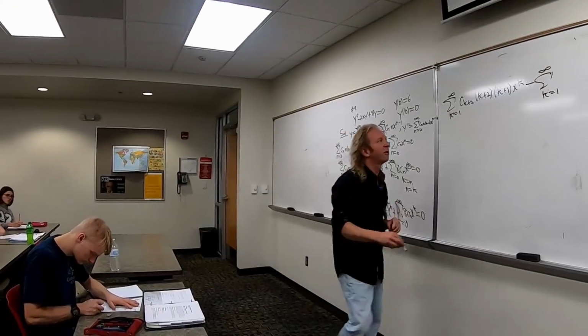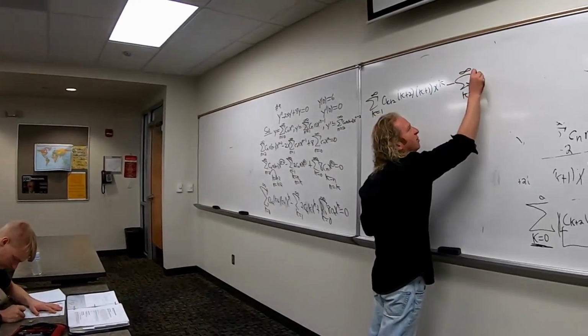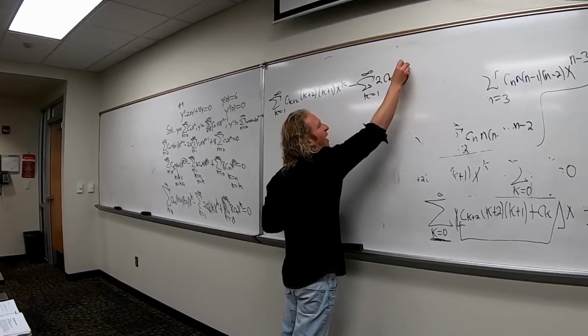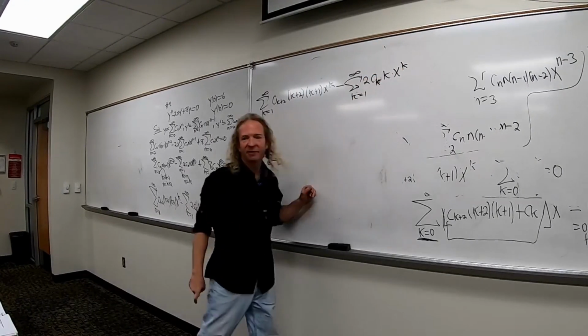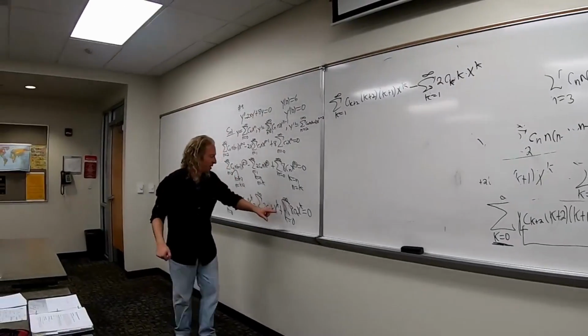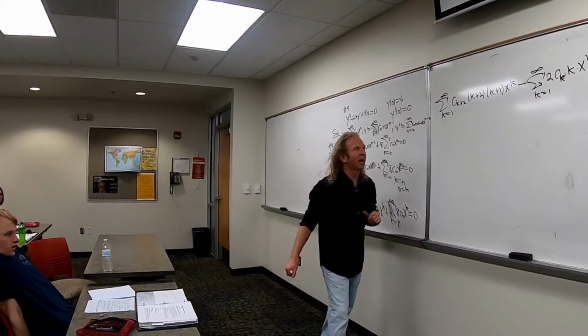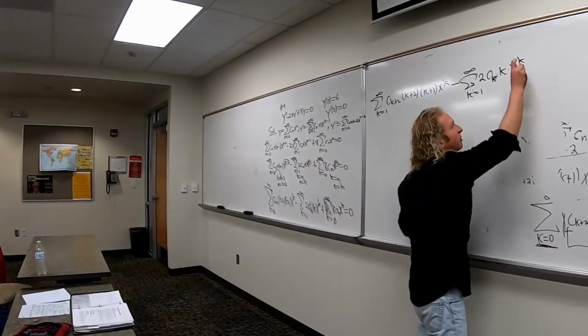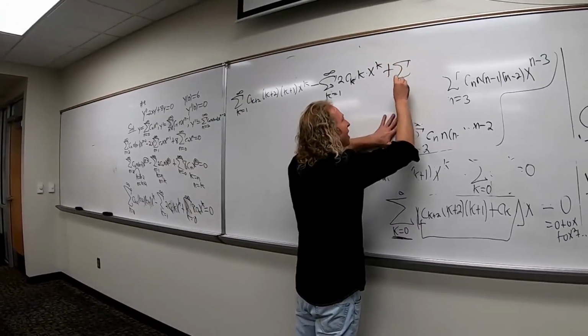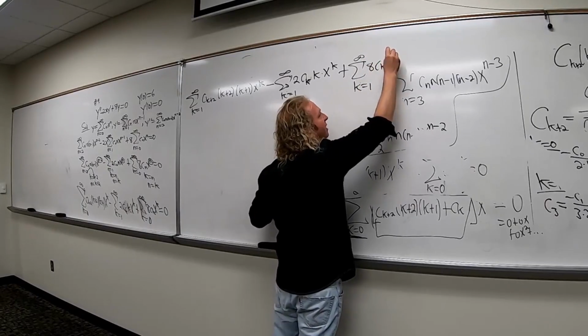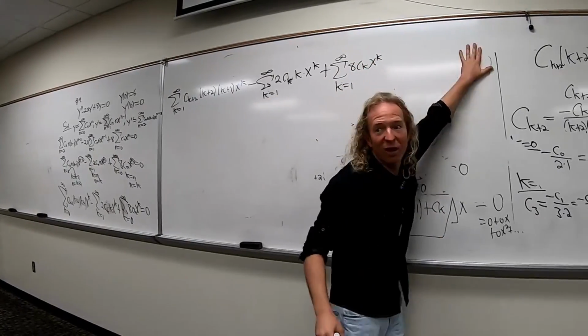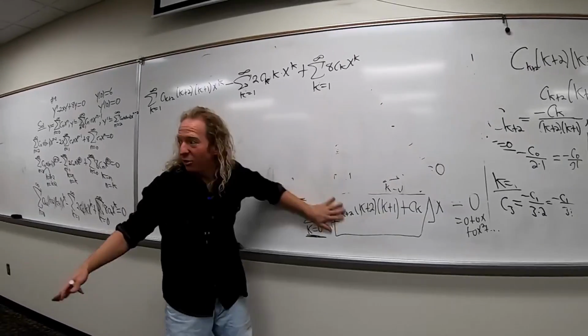2ck k x to the k. I have to really focus. It's a lot to copy. My handwriting is terrible. Let me just, there we go. It's a little bit better. And then k equals 1, 8ck. Got it. So plus the infinite sum, k equals 1 to infinity, 8ck x to the k. And then we're not done, right? We're not. Yeah, we got to add those terms.